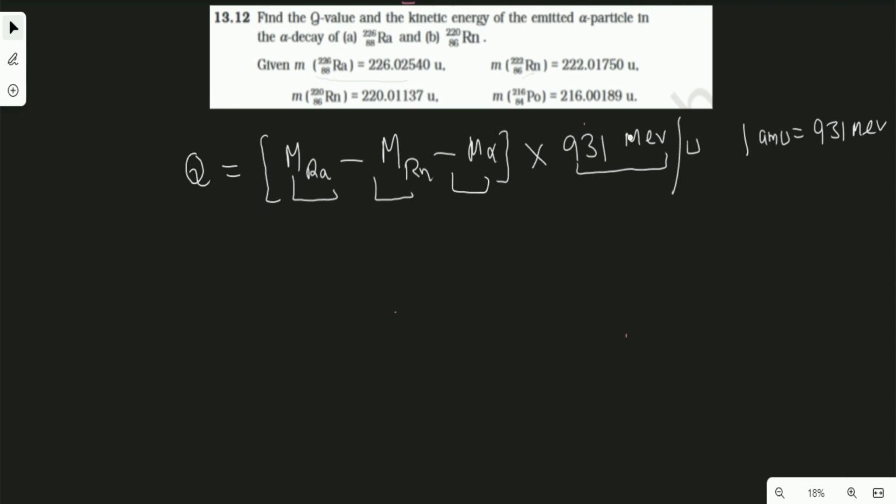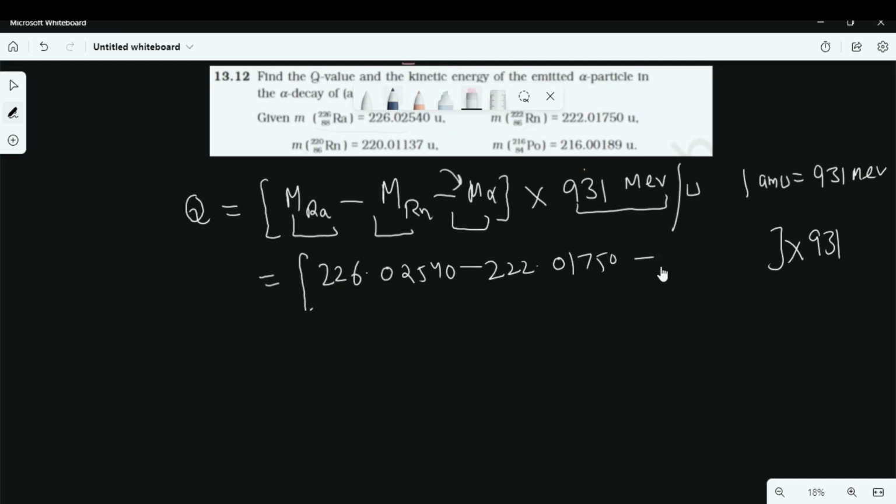So what will be the energy associated with this? Let's start substituting the values: 226.02540 minus 222.01750, minus the mass of alpha. Just to tell you, the atomic mass of the alpha particle in atomic mass units should be known to you. It is 4.002603.